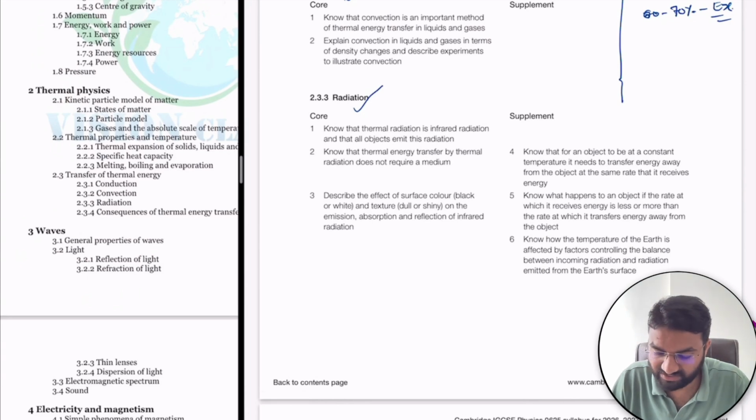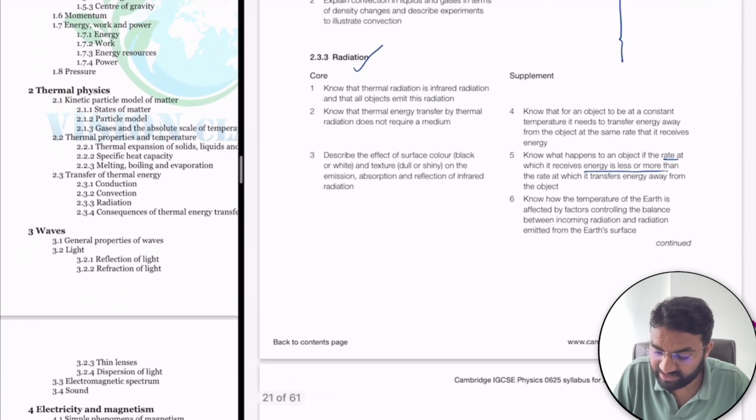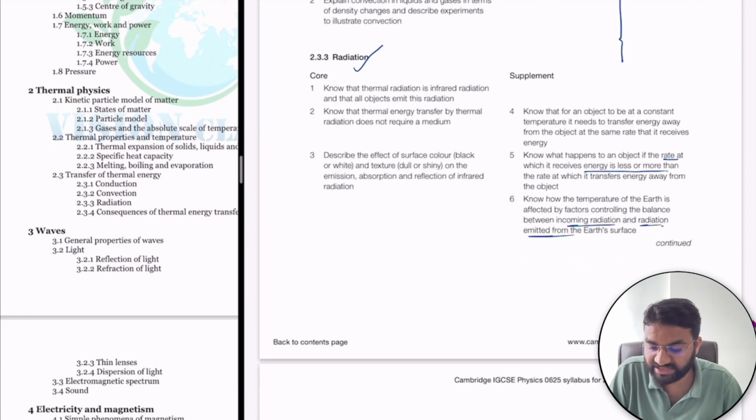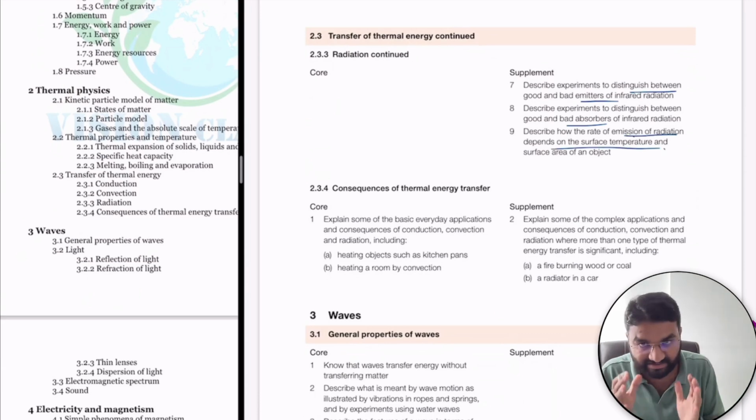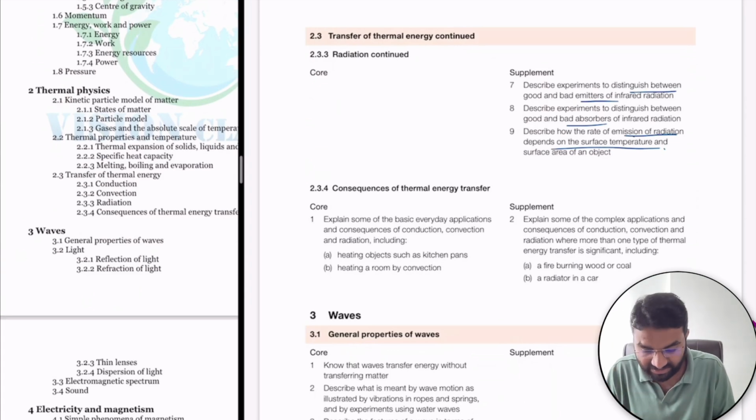All right, then the next part is radiation. Concepts relating to radiation are for both core as well as extended students. For extended students, you have to understand the rate at which a body receives more or less energy, the factors controlling the incoming radiation, and radiation emitted from the earth's surface, distinguishing between good emitter, bad emitter, good absorber, bad absorber. Emission of radiation depends upon the surface temperature and surface area as well. Extended students have to understand these concepts.